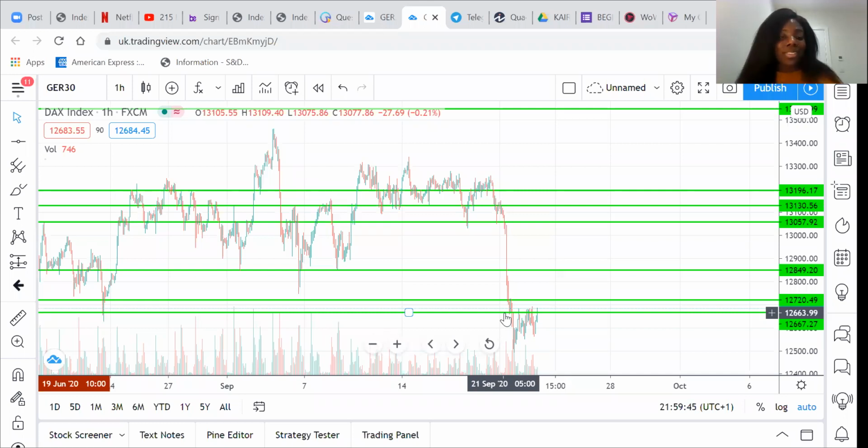Now, I'm a scalper. So what does that mean? I tend to trade during the day. I'll come out after a few hours or an hour or a few minutes, whatever. So I can go into a trade, all right?